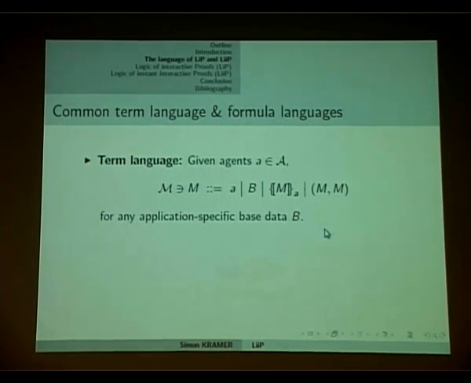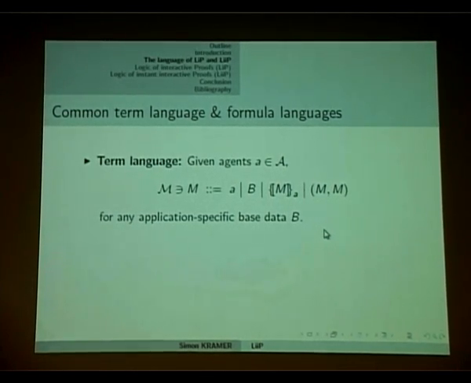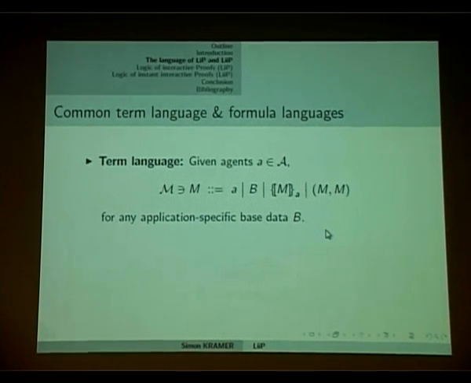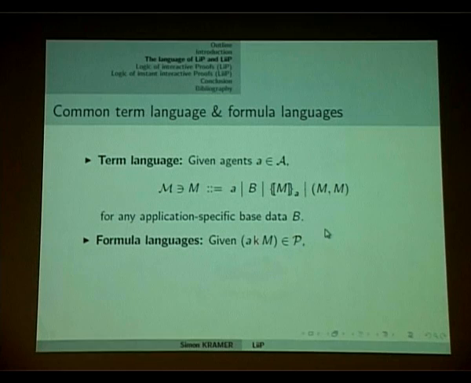And then I need pairing, right? So I pair together two messages because I need to put together the data, right? And then of course I can also project, so I can focus on some part of the pair, right? Then of course, this is the term language, right? Now comes the formula language, the language in which I make the statements, the sentences. I can write down the sentences.